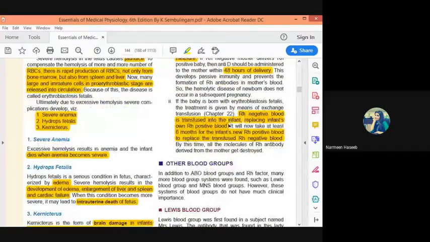So that was all about erythroblastosis fetalis. With that, we are done with this chapter.